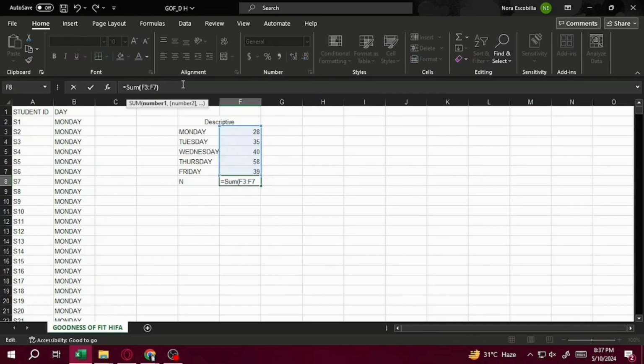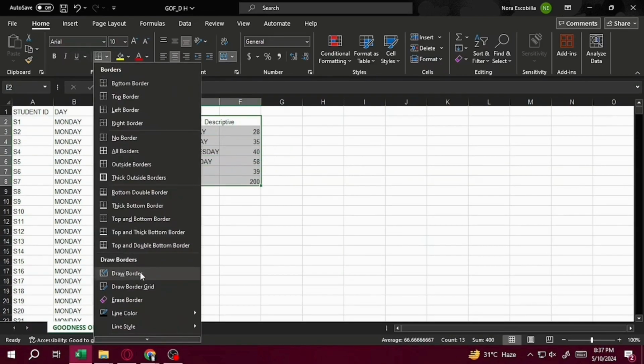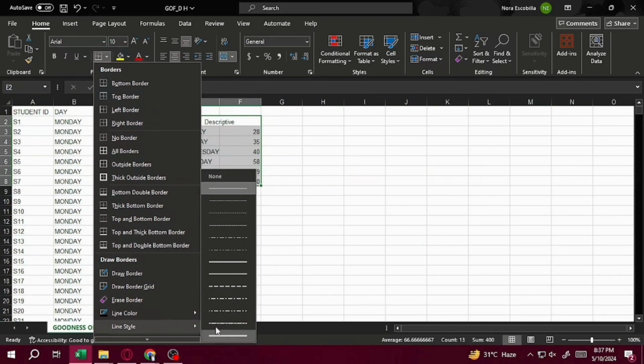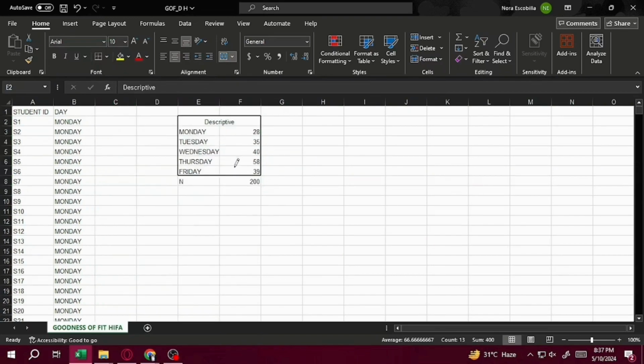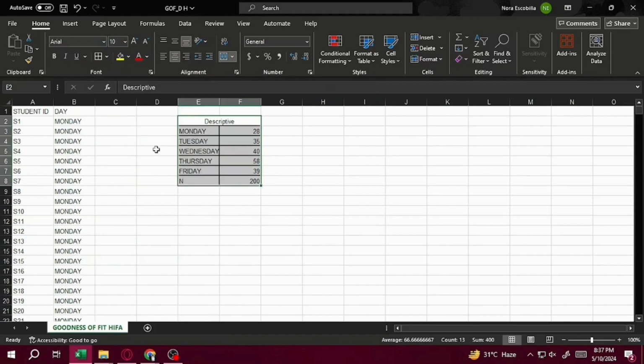Using this, we can determine the sum of the population that we have efficiently. Type equal sum to get the total population. And now, we have total respondents. We have 200 total respondents. So, since we have our descriptive statistics, just hold the table and bold the border again to better understand the table.